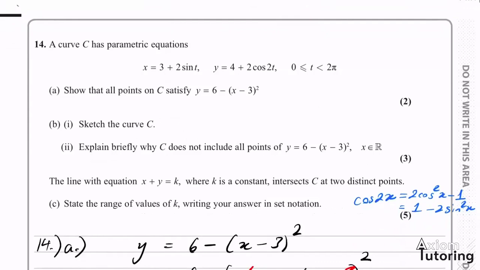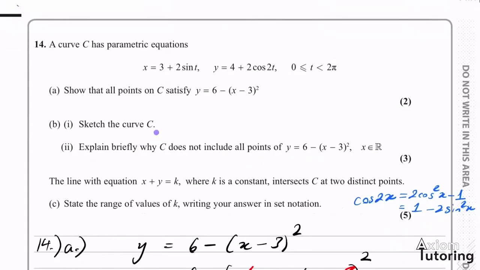So in this video, we're looking at 14 part B. So for B(i), we want to sketch the curve C, and for B(ii), we want to explain briefly why C does not include all points of y equals 6 minus (x minus 3) all squared, where x takes real values.